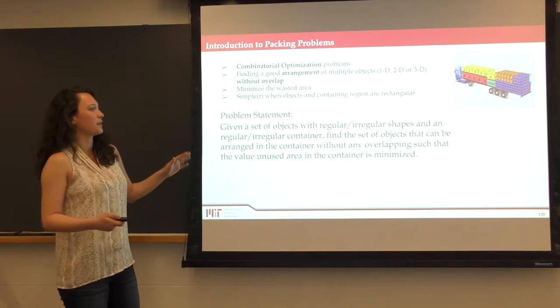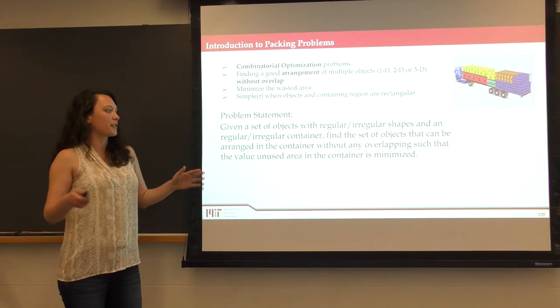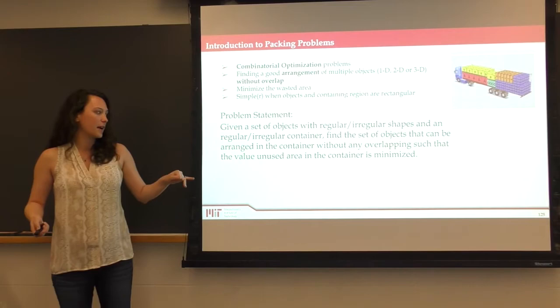In general, the main problem statement is: given a set of objects with either regular or irregular shapes, and by regular, I mean cuboid-type shapes, and a regular or irregular container, find a set of objects that can be arranged in the container without any overlap, such that the value of unused area in the container is minimized.